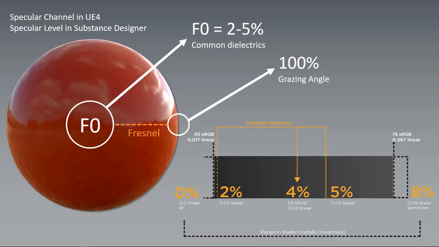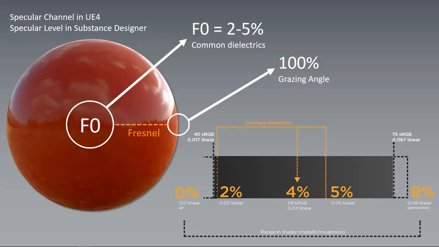It just allows you to override this F0 value, but it's very constrained, which is what I'm showing here in this graph. Inside the UE4 shader, the value range for that specular channel is actually going from 0% to 8% reflective. The UE4 shader's range is only a value between 0 and 1, so it takes this 0 to 8% and remaps it to 0 to 1. So at 0, we're getting 0, and at 1, we're getting 8%.